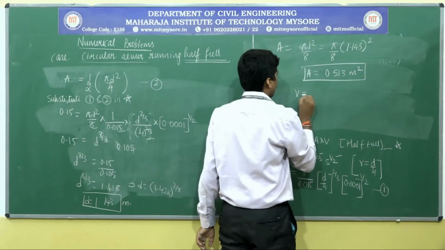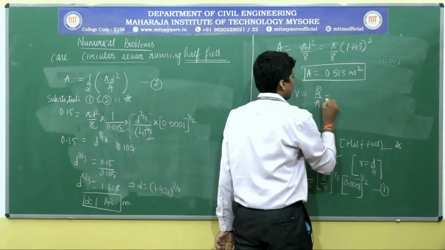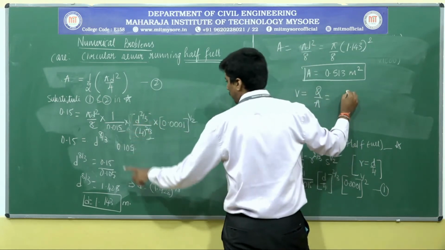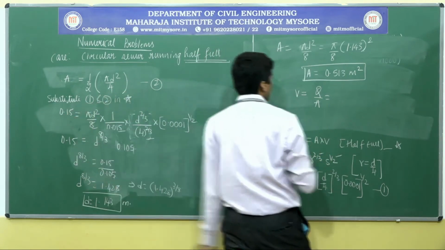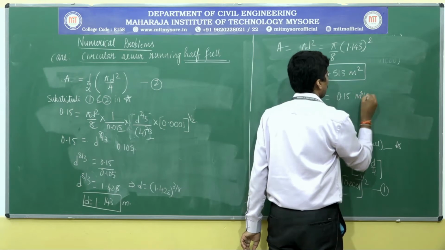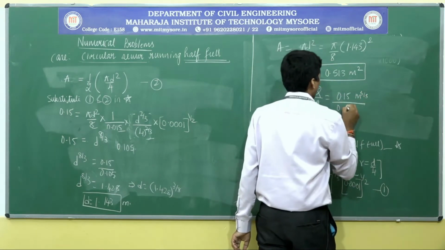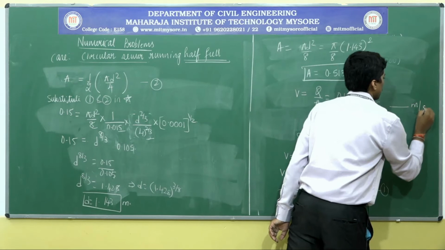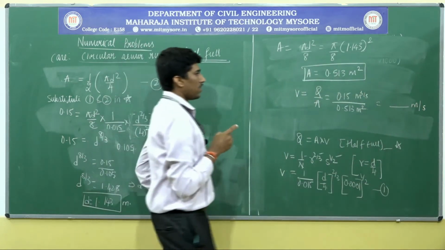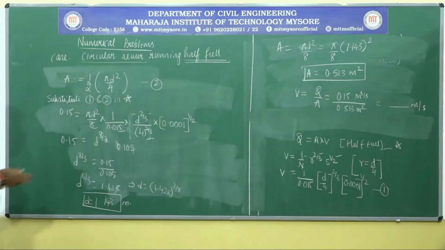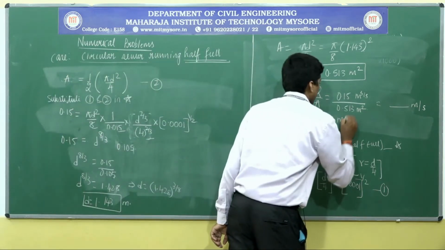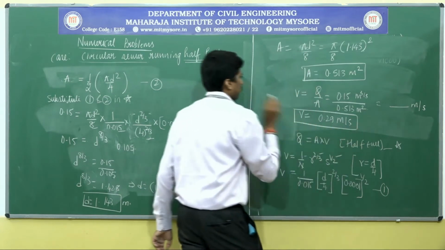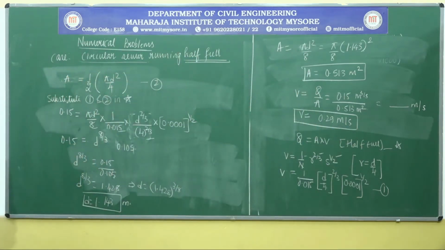Then what about the velocity? Velocity is nothing but Q divided by A, same thing. So Q is equal to what? What is the discharge that we have taken? It is equal to 0.15 meter cube per second. So 0.15 meter cube per second divided by 0.513 meter square. So you are going to get the velocity in terms of meter per second. This is the formula that we need to calculate. So let us compute it: 0.292 meter per second. Normally you may get even 0.30 or something.